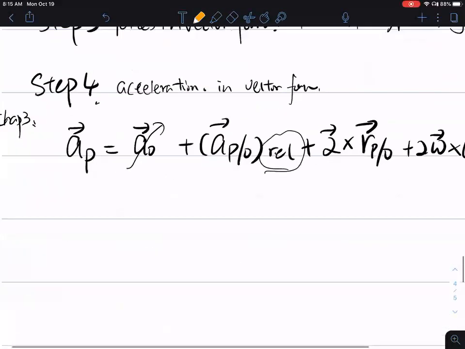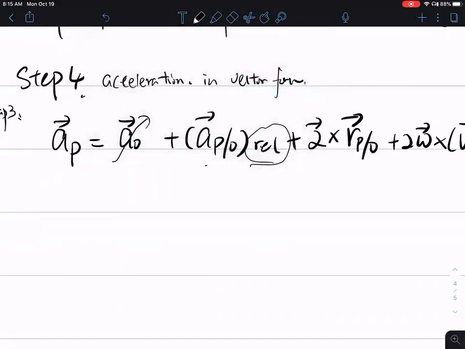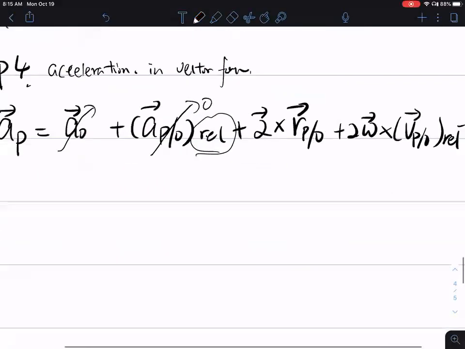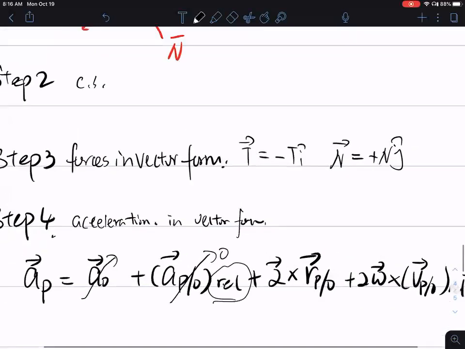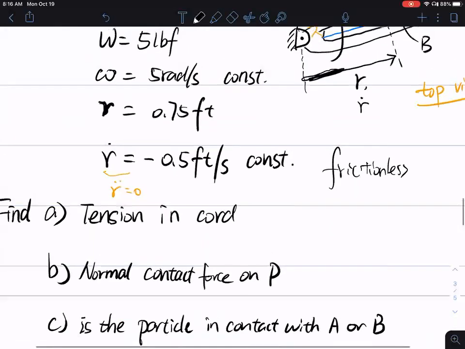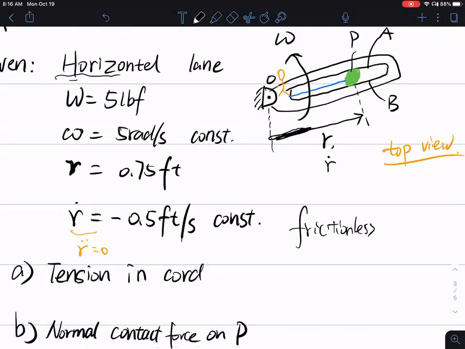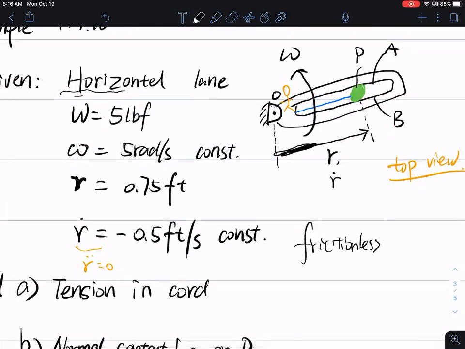So now we know. Let's go back here. This term is also 0. That's great. What is alpha? Do we know alpha? Alpha is angular acceleration. What is the angular acceleration for this problem? 0. Yeah, let's check here. Omega equals 5 radians per second, which is constant. That tells us alpha must be 0. Great. We have one more term that's 0.